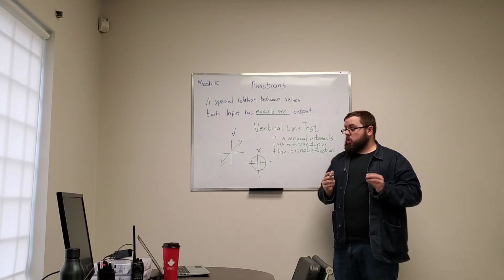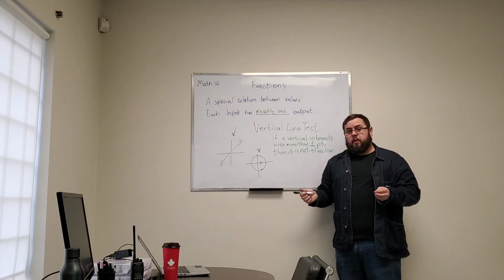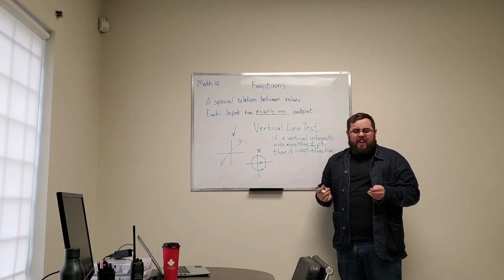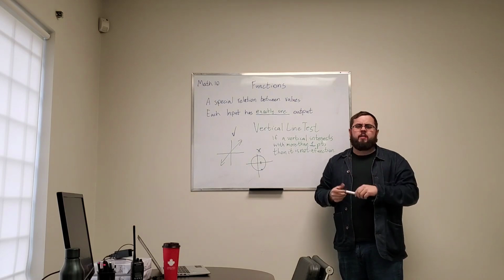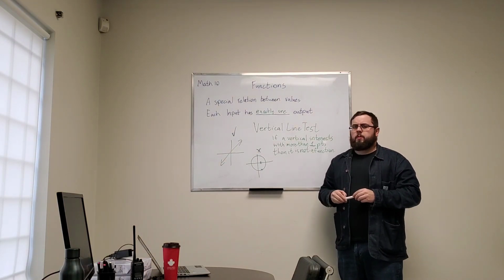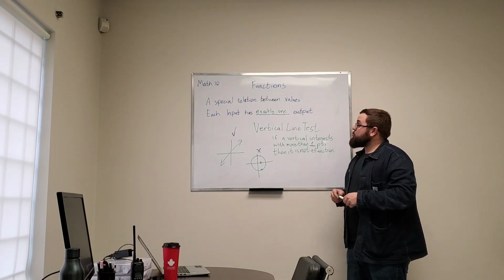Okay, so again, there's a whole bunch of examples there on the paper. I think there's like 8. Please have a look at them. Use the vertical line test. It's a pretty easy little trick, right? So I don't think it'll be too much trouble. And then that is pretty much it.